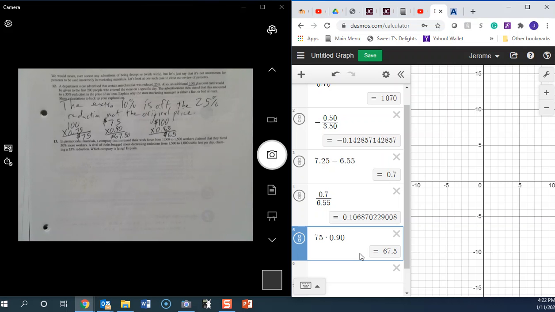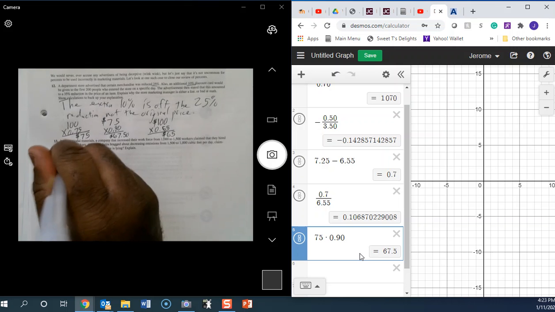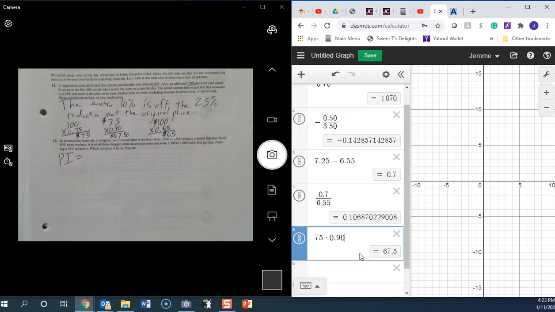Okay, now number 13. It says, in promotional materials, a company that increased their workforce from 1,000 to 1,500 workers claimed that they hired 50% more workers. A rival of theirs bragged about decreasing emissions from 1,500 to 1,000 cubic feet per day, claiming a 33% reduction. Which company is lying? Okay, so the first company is saying they had a percent increase.